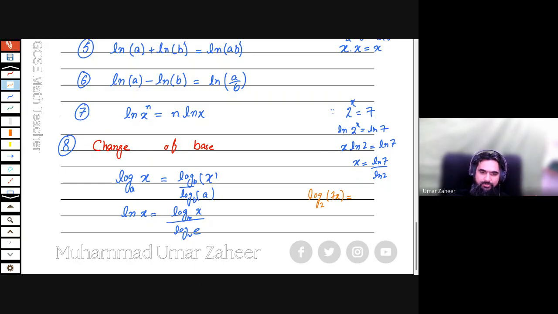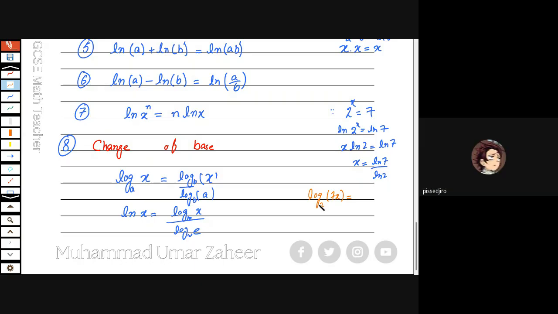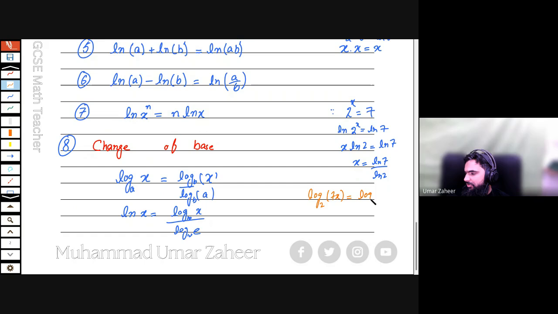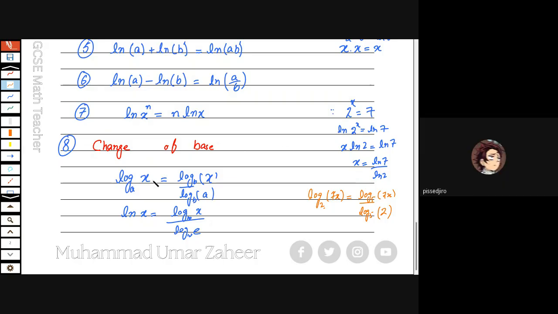Just tell me any base you want to change from 2. It is log base 2. So if you want to make it 5, so log base 5. In the numerator, it will be 7x. In the denominator, it will be the base, that is 2. That's it. Now look at here, the base is changed. Okay. Right.